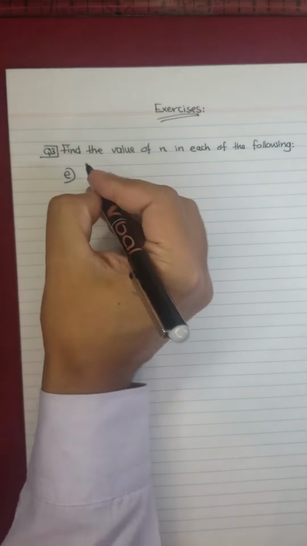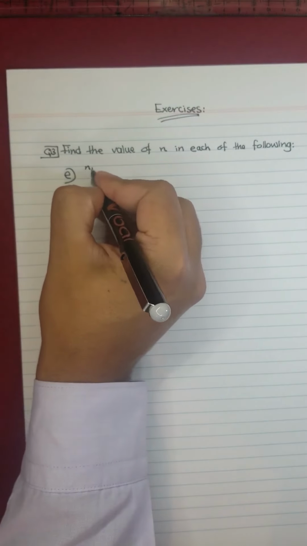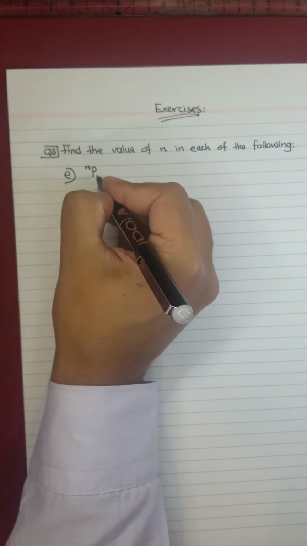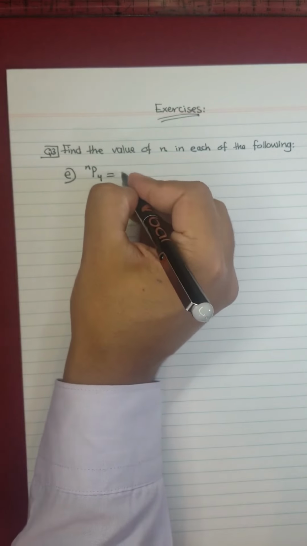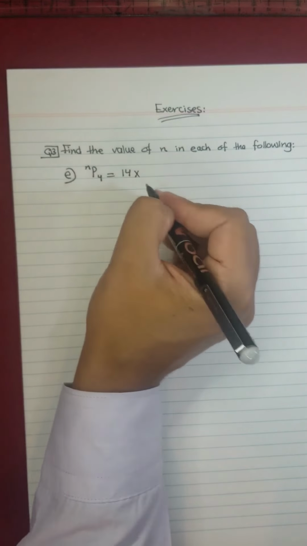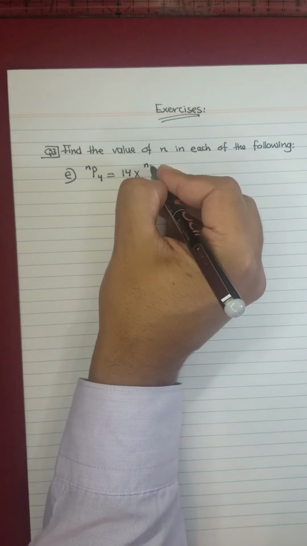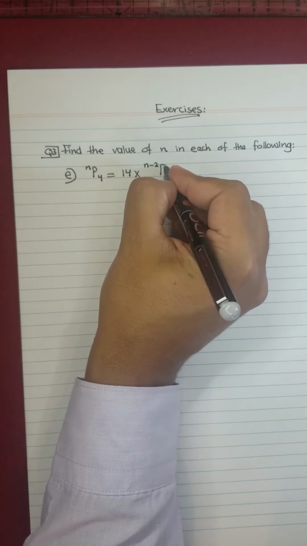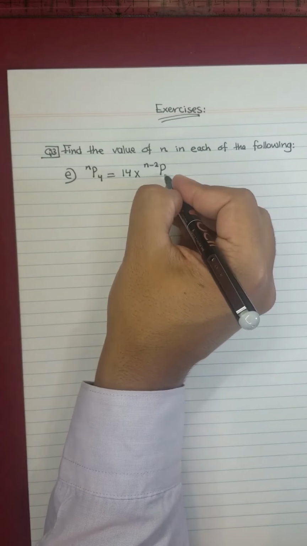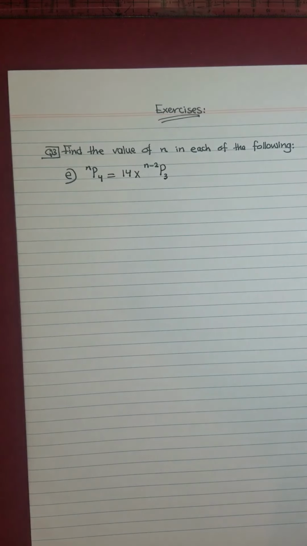So part E says that we have nP4 equals 14 multiplied by (n minus 2)P3. Okay, so let's see how do we solve this question.